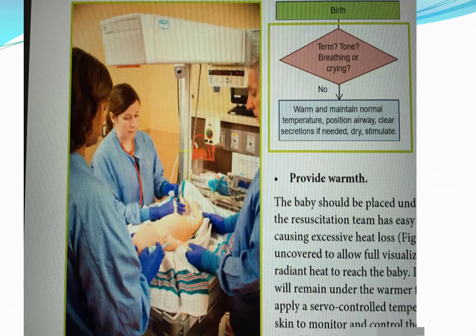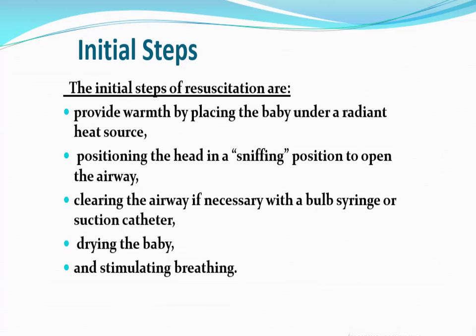So in a baby after birth who is preterm, has poor tone, and is apneic or gasping, then you should bring him to the warmer, where you warm, maintain normal temperature, position the airway, clear secretions if needed, dry, and then we might need stimulation. So these are the initial steps of resuscitation. Provide warmth by placing the baby under a radiant heat source, positioning the head in a sniffing position to open the airway, and clearing the airway if necessary with a bulb syringe or suction catheter, drying the baby, and he might need stimulating breathing, otherwise he might not breathe spontaneously.